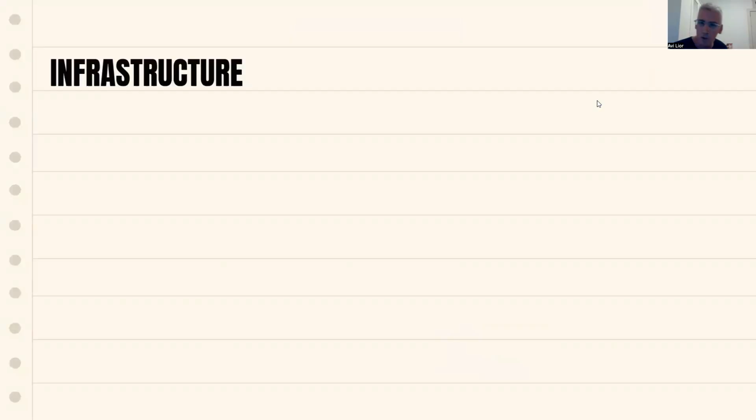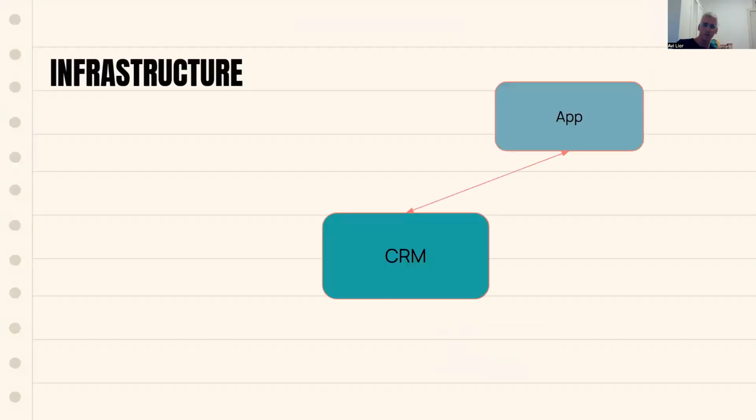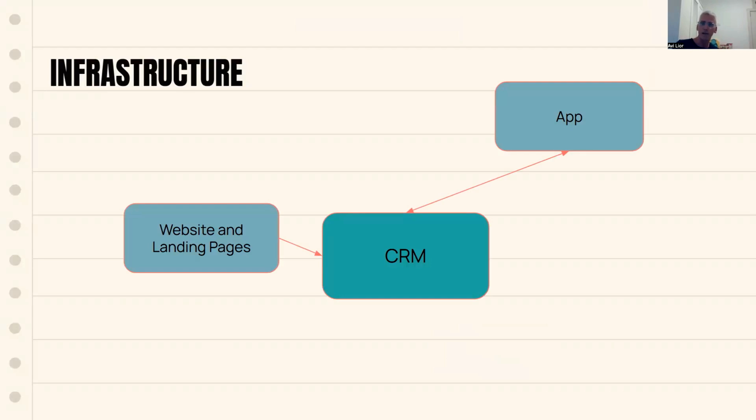Let's talk a little bit about the infrastructure. So when Reload Planner started working, it started with the app and the CRM, and it doesn't really matter. Right now it's a web app, but if it's a mobile, it's more or less the same. And we see that there is a connection between them. Then we see website and landing pages. Leads are coming from the landing pages into the CRM. This is the normal flow of how things are working.